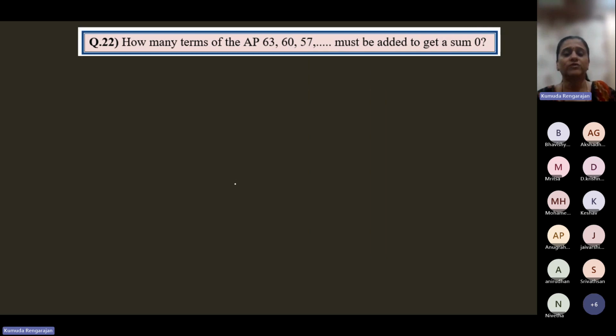Yeah. How many terms of the AP must be added to get sum 0?